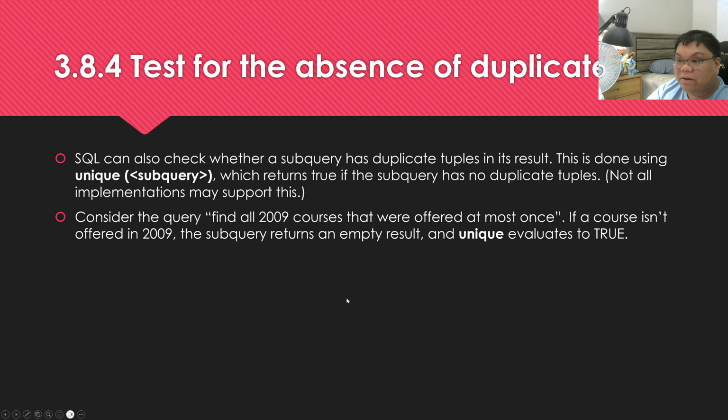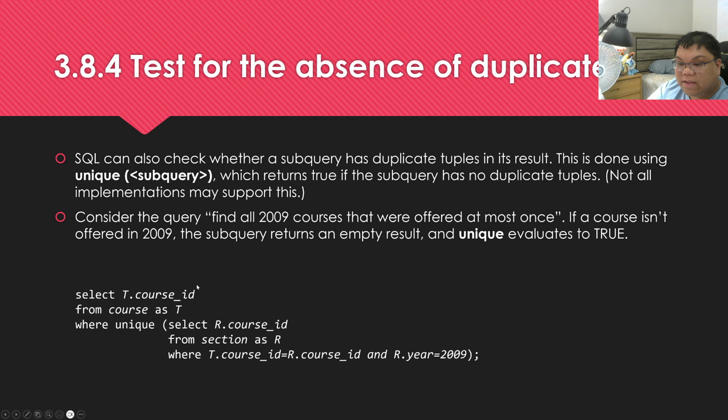SQL can also check whether a subquery has duplicates in its result. This is done by using unique, which returns true if the subquery has no duplicate tuples, though not all implementations of SQL may support this. So let's consider the query, find all 2009 courses that were offered at most once. If a course isn't offered in 2009, then the subquery returns an empty result and unique evaluates to true.